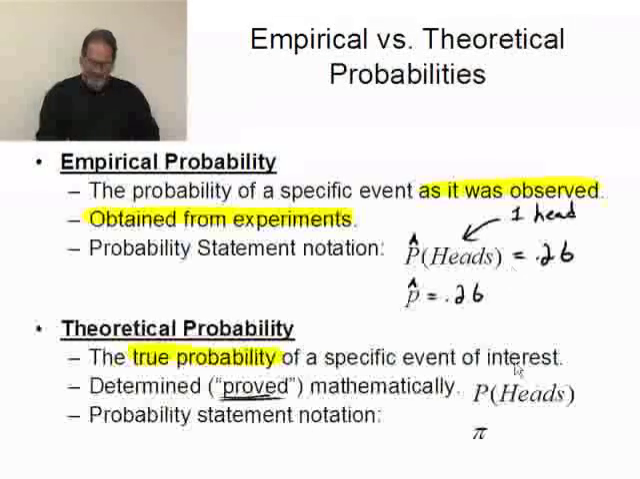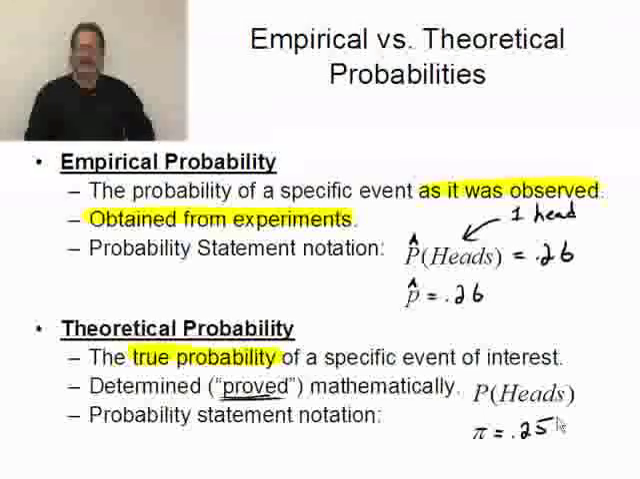Now, the probability statement, like for the heads, is just a capital P, parentheses heads. That's the probability of heads. Without the hat, the little hat again indicates that it is an empirical probability. And we use the Greek letter pi to represent the true probability. And the true probability of tossing 2 coins observing one head is actually 0.25, which I will justify to you in just a moment.